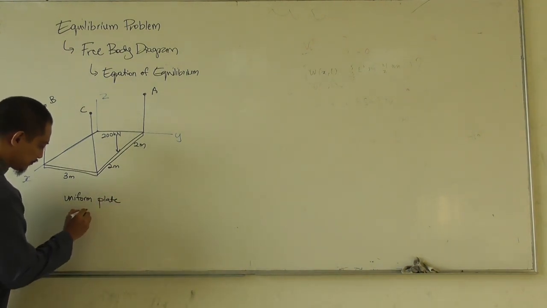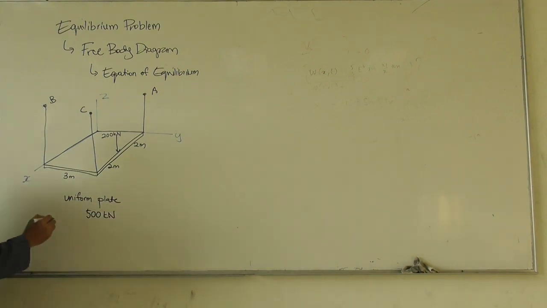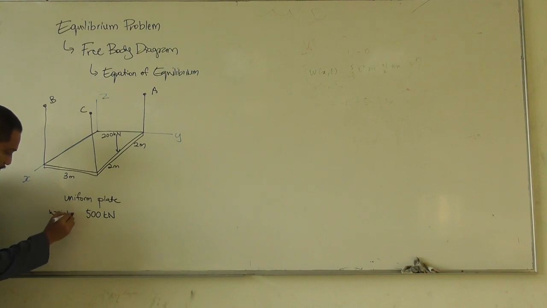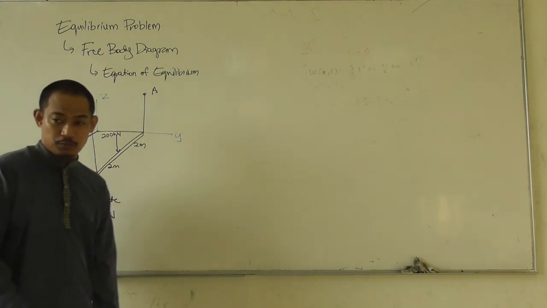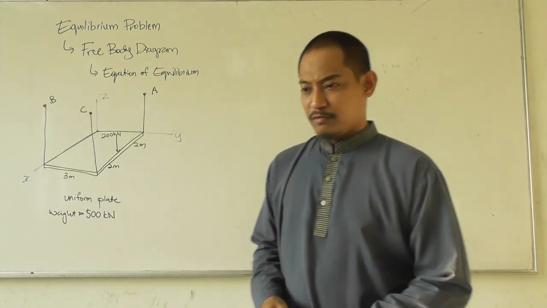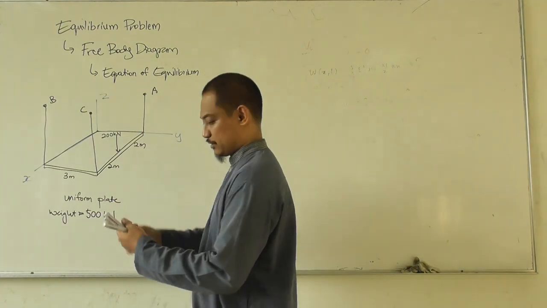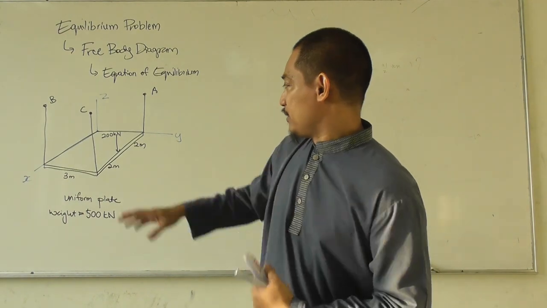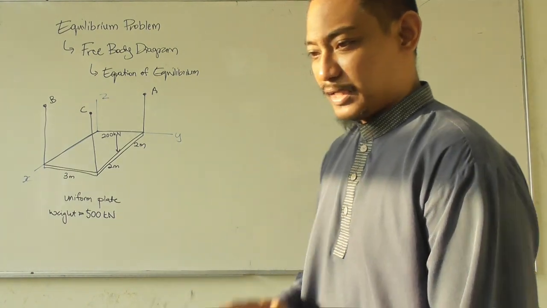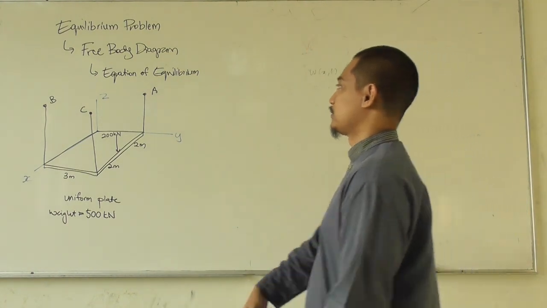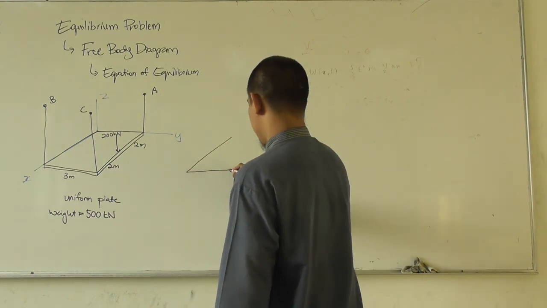This is a uniform plate with a weight of 500 kN. Find the tension of each supporting cable. Meaning we need to find tension A, tension B, and tension C. Alright? Again, what's the step? First step is free body diagram. Alright, so we draw the plate basically.